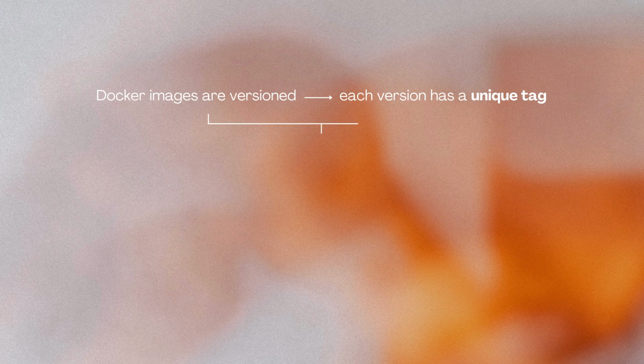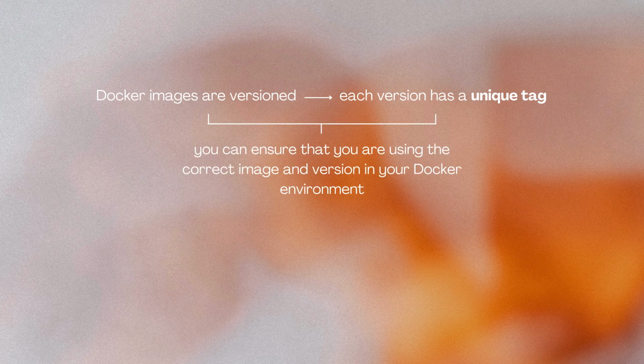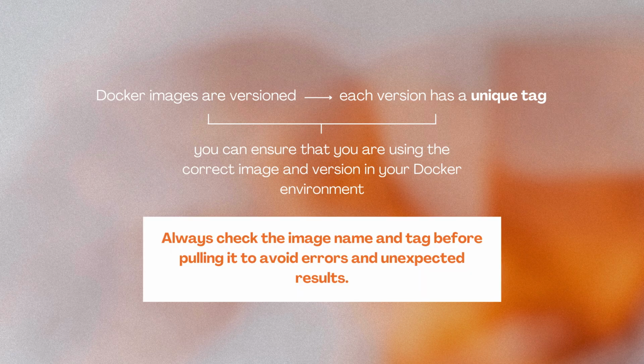As you can see, Docker images are versioned, and each version has a unique tag. By specifying the image name and the image tag, you can ensure that you're using the correct image and version in your Docker environment. So it's always advisable to check the image name and the tag before pulling it in order to avoid errors and unexpected results.